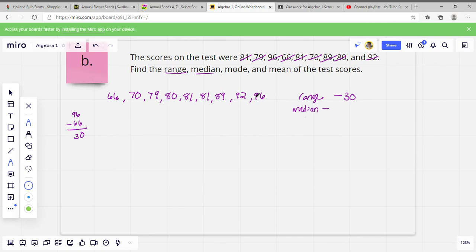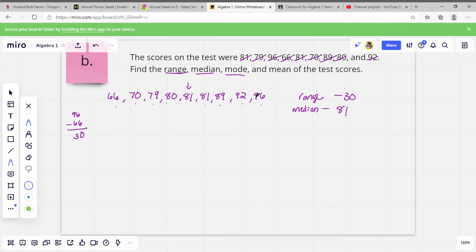And my median is going to be my middle number. I have 1, 2, 3, 4, 5, 6, 7, 8, 9 numbers, so I should have a clear middle there. It should be that one. 1, 2, 3, 4 on that side, 1, 2, 3, 4 on that side. So 81 should be the middle number there. It is. So my median is 81.